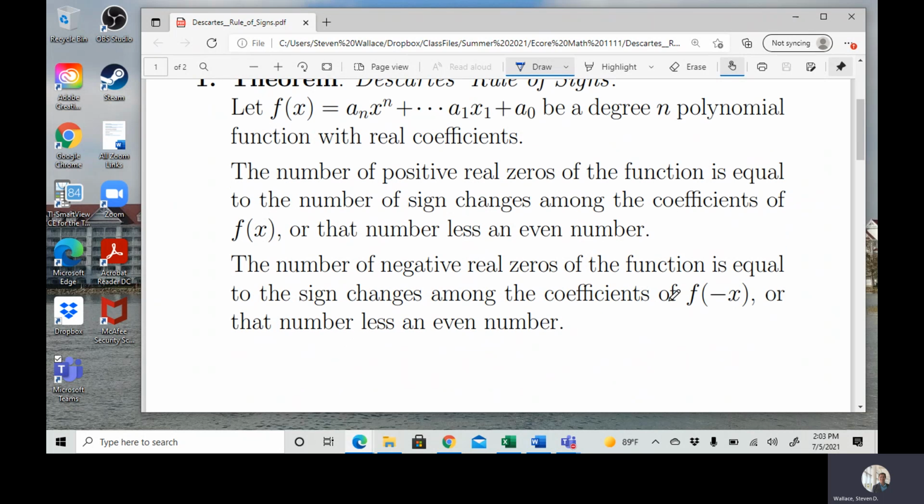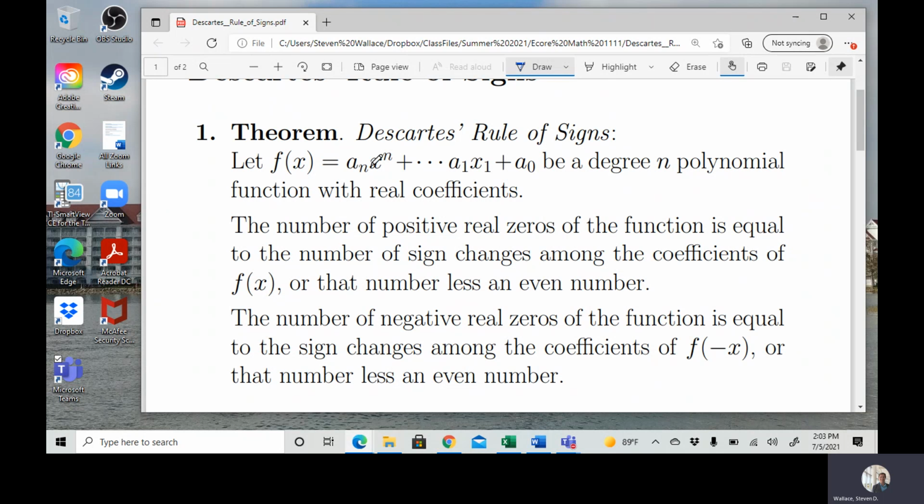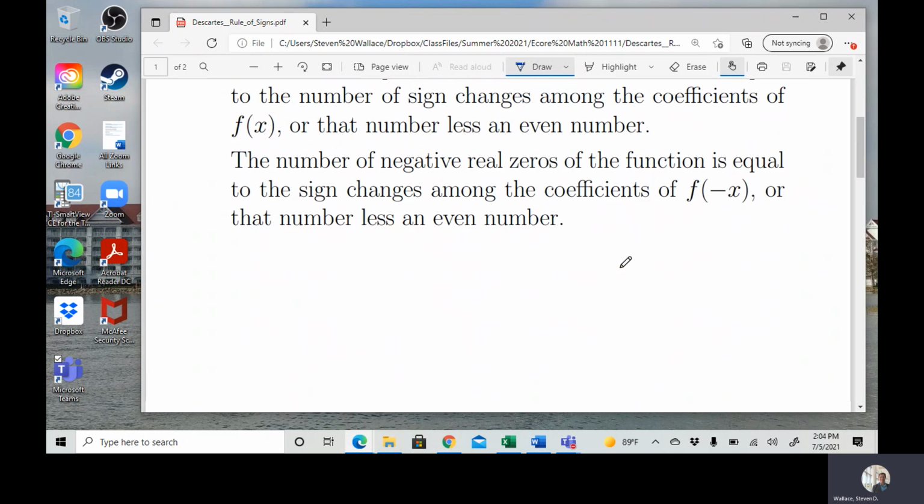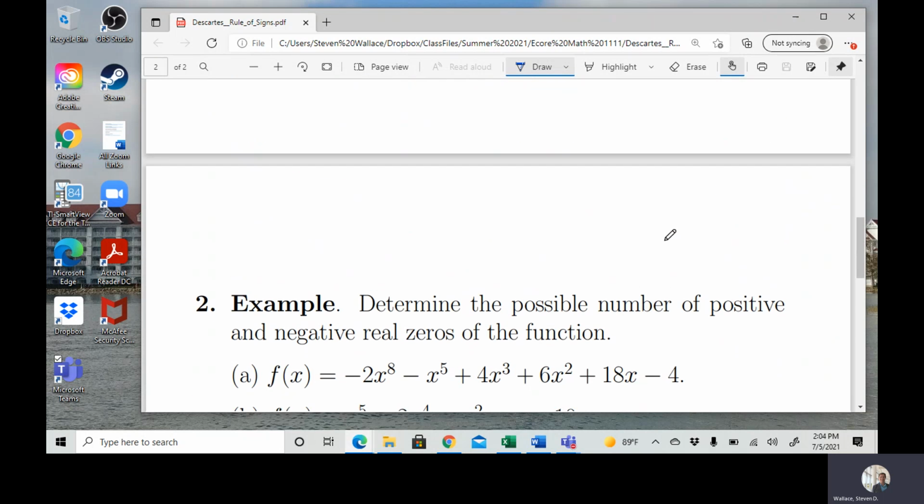Then you do the same thing when you plug in negative x. So that's going to change, right? What happens when you simplify that function, f of negative x. Basically it's this thing, but then we're going to flip it about the y-axis and do the same. Use this same first assertion. Okay, so here's an example we're going to do.